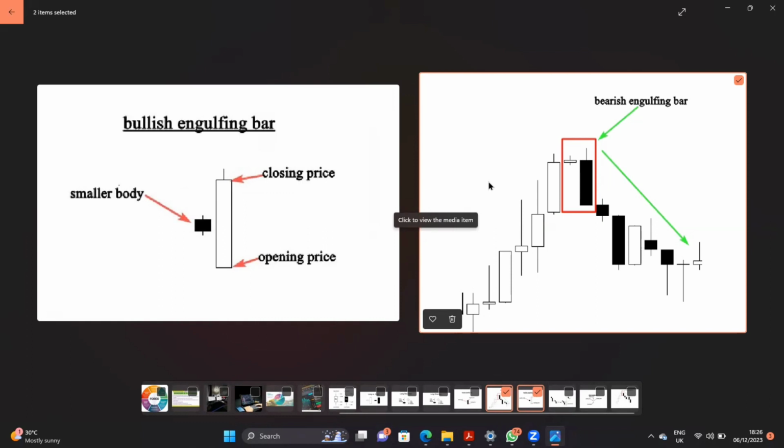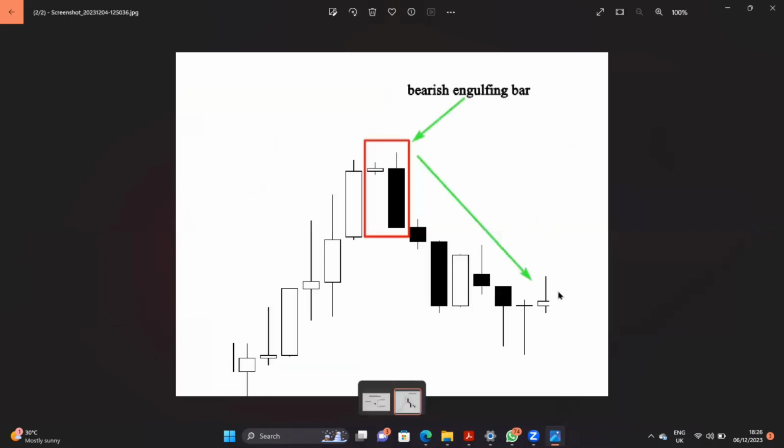So now let's look more precisely at the bearish engulfing. This is how a bearish engulfing looks on your chart. This candlestick pattern gives us valuable information about bulls and bears in the market, and we'll talk about that valuable information.